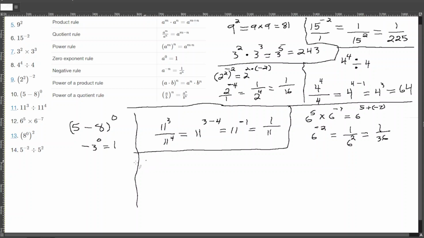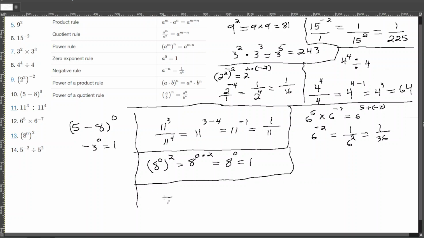Okay. So the next one we have is 8 to the 0 power, everything raised by 2. Well, according to the power rule, we take what's inside, multiply it by the outside. So that ends up being 8 to the 0, right? Which is 1. Or it could be 1 squared, which is 1 times 1, 1, right? So there's a few ways we could go about these exponents.